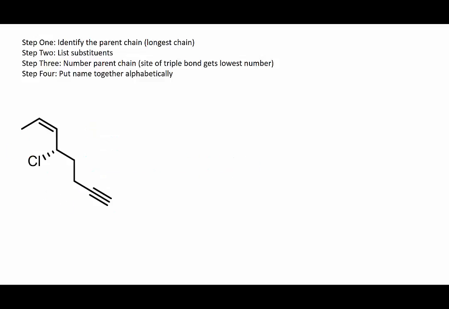Moving on, let's try another example. Again, we have to identify the parent chain, the longest chain first. 1, 2, 3, 4, 5, 6, 7, 8. This is going to be an oct base. List the substituents. We have an alkene here, we have a chloro group here, and we have an yne here.